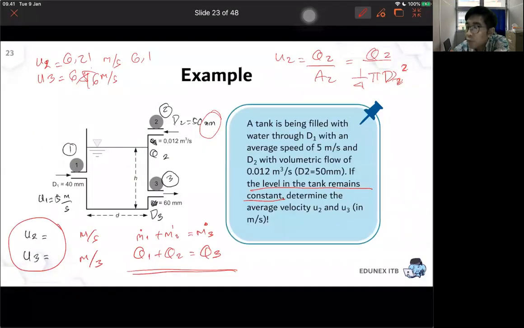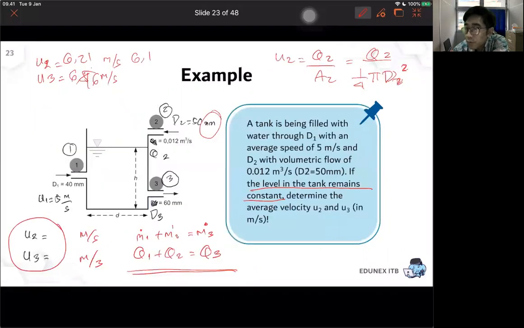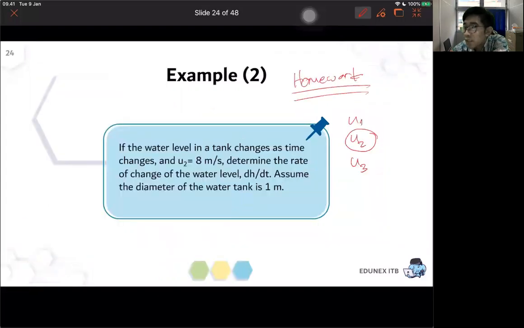So now change the value of the velocity at point 2. Previously it is 6.2, right? Or 6.1. Change it into 8 meters per second. But the same velocity at point 1, which is 5, and this one is 6.46. But the velocity changed at point 2, and then please calculate the change of the water level.